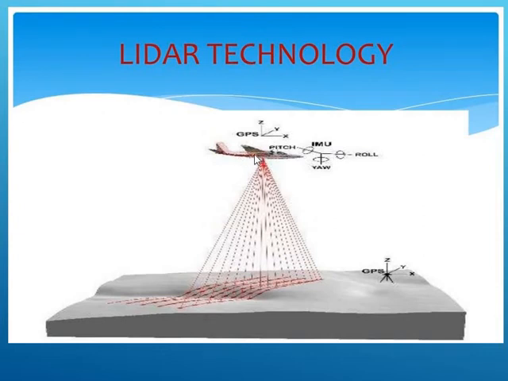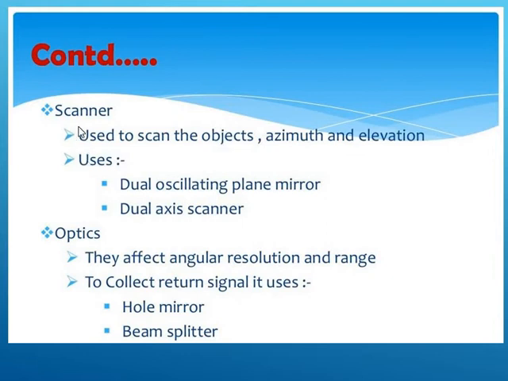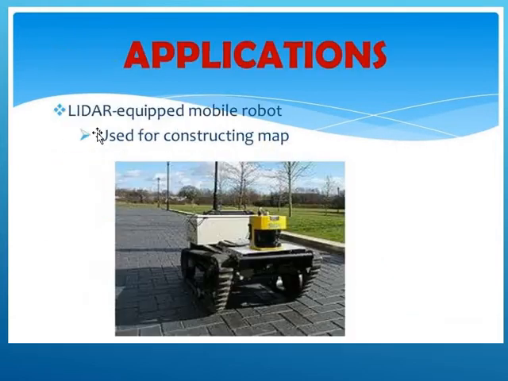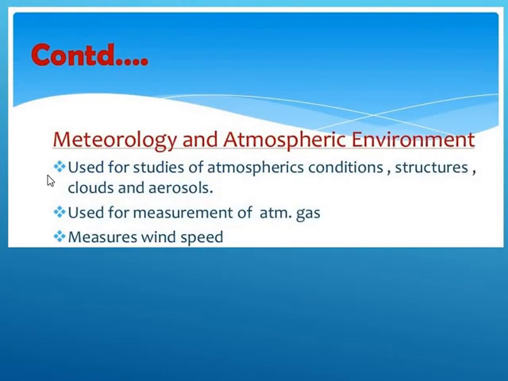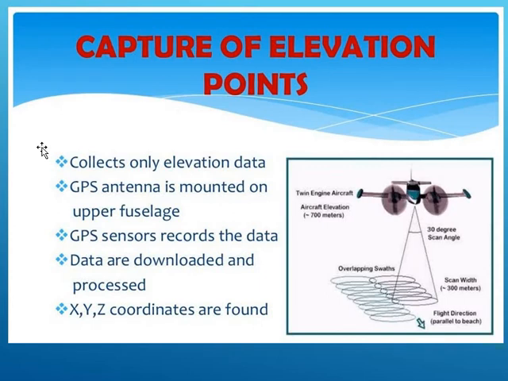It uses a LiDAR signal to assess the terrain, and the easiest way to create this is to use some kind of scanner. And this is a simple LiDAR robot used for constructing maps. It is also used in meteorological processes, physical astronomy, military, and for measuring elevation points.